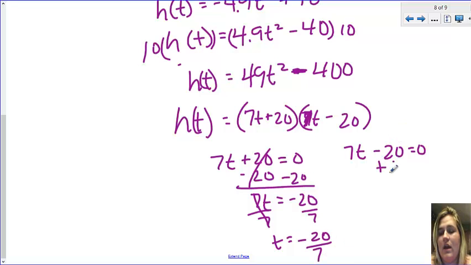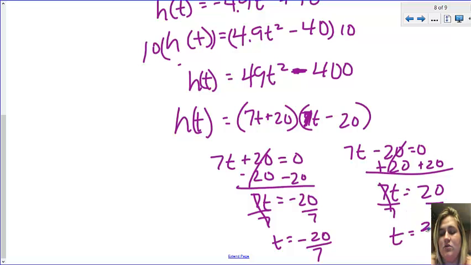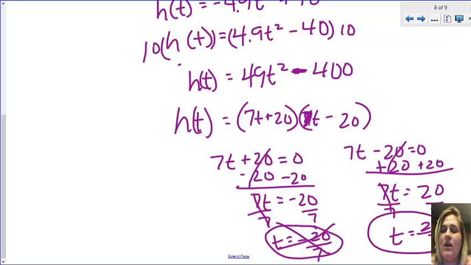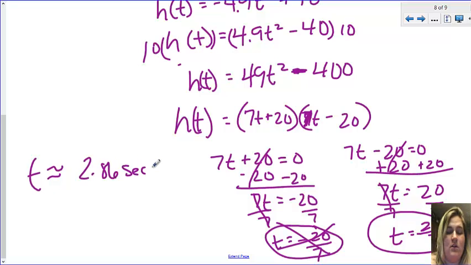Over here, we're going to add 20 to both sides. So I get 7t equals 20, divide by 7. t is equal to 20 over 7. And once again, we can't have a negative time, okay, so this one will not work. So we're talking about t equals 20 over 7, which you could go ahead and divide to find the actual time, which is going to be approximately 2.86 seconds. Okay, and that is it.